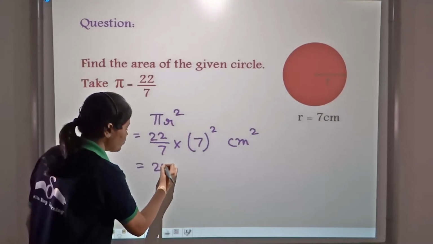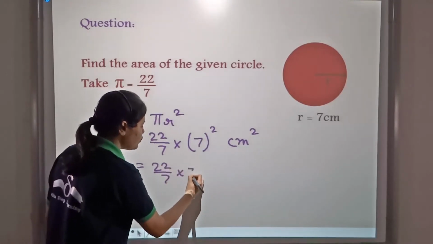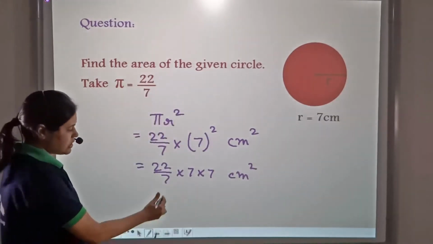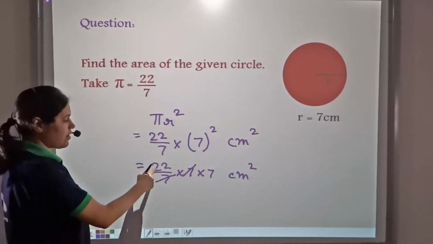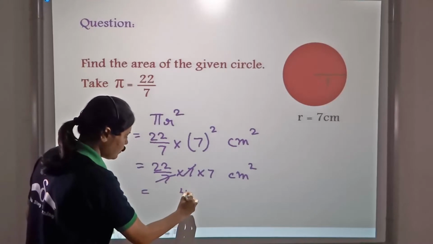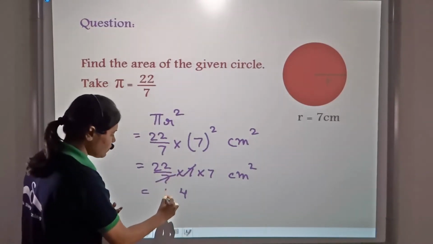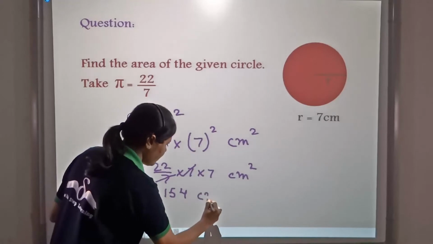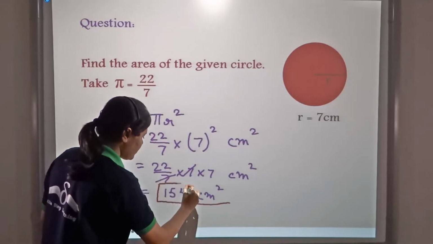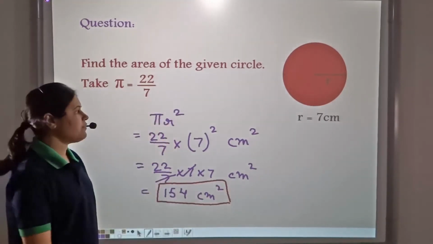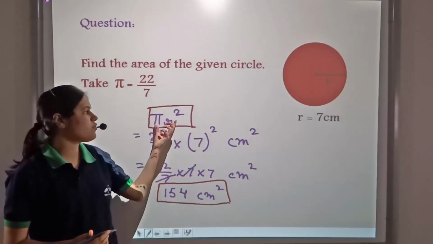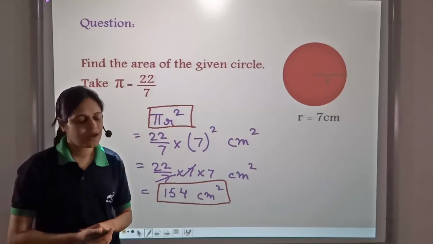So this is equal to 22 by 7 into 7 centimeter square. So 7 and 7 get cancelled. We have 22 into 7. 7 into 2 is 14. And 7 into 2 is 14 plus 1, 154 centimeter square. So the area of this circle is 154 centimeter square, and we have calculated it using the formula pi r square. So this is the formula for area of the circle.